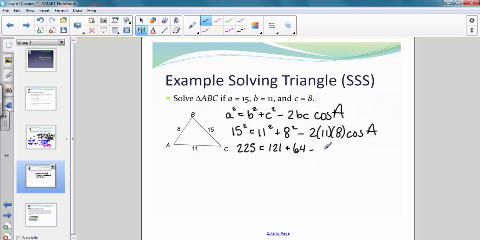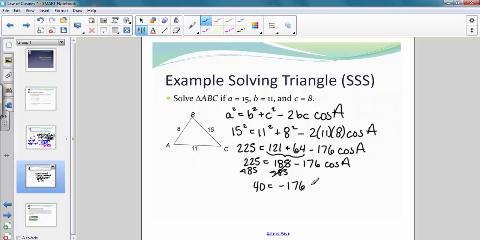Minus 2 times 11 times 8 is 176 cosine of A. And so now we're trying to get this cosine of A all by itself. So I'm going to add these two and get 185. And subtracting this over to the other side, I get 40 equals negative 176 cosine of A.